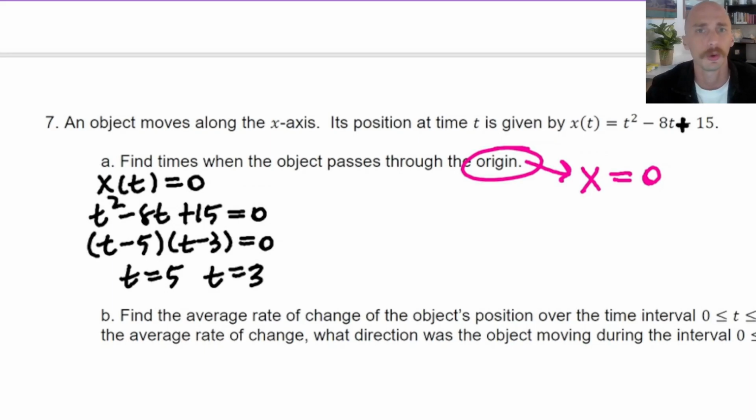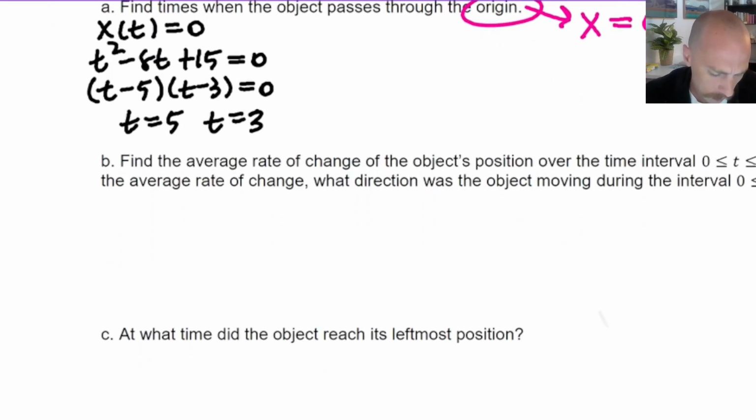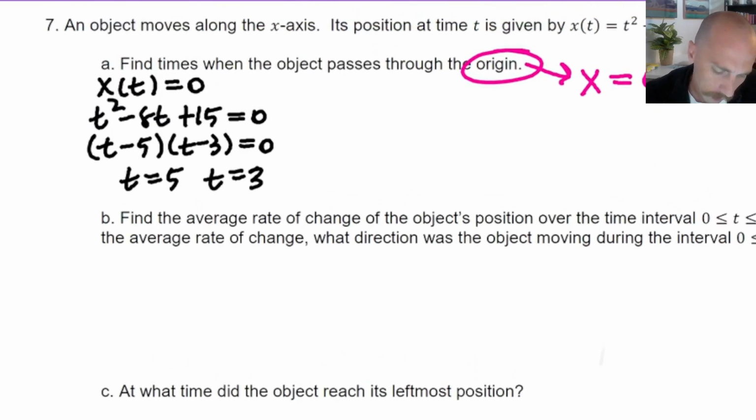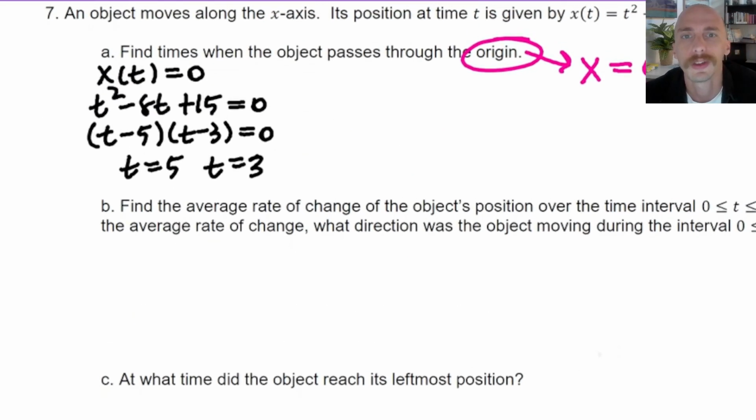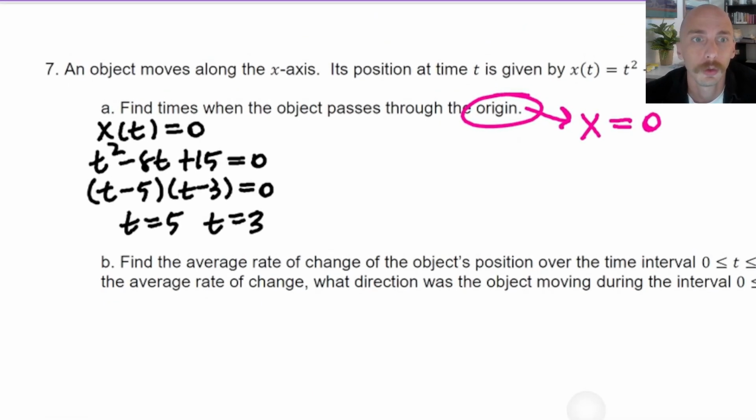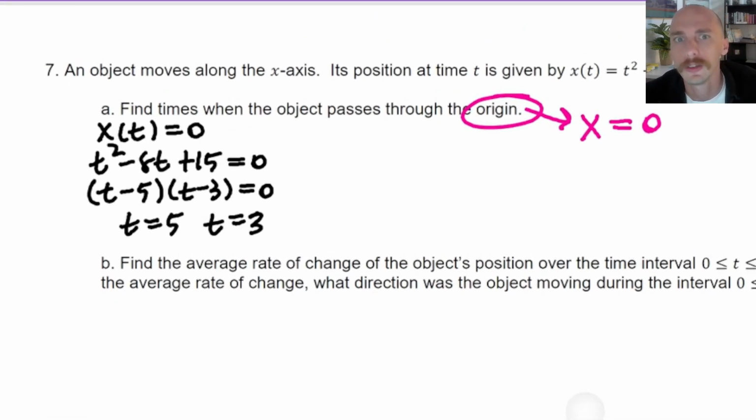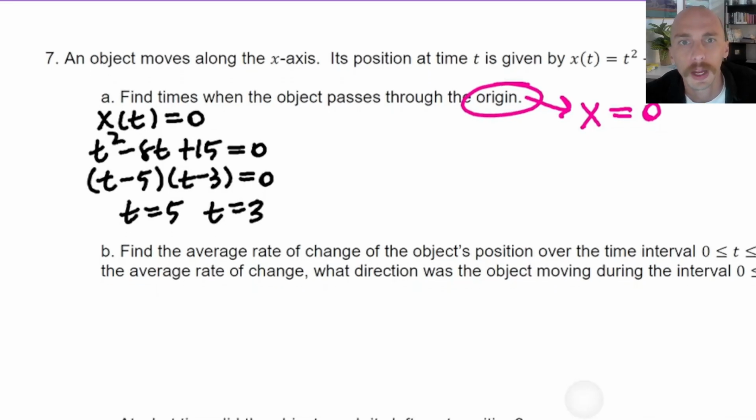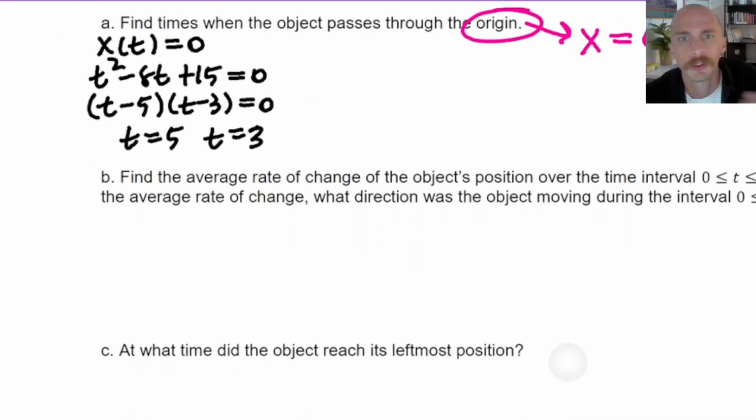I'm not going to draw you a graph of x versus t because I think that would be needlessly confusing. Maybe at the end I'll do that, but I don't think that would be the thing to do. Because I think it's easier to just think this passes through the origin. That's where its x-coordinate is 0. The x-coordinate of the origin is 0, and then we just solve the equation.